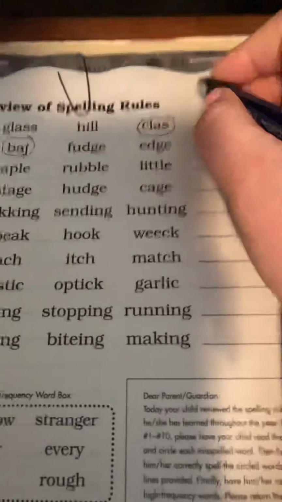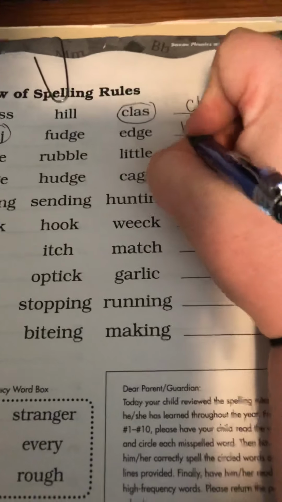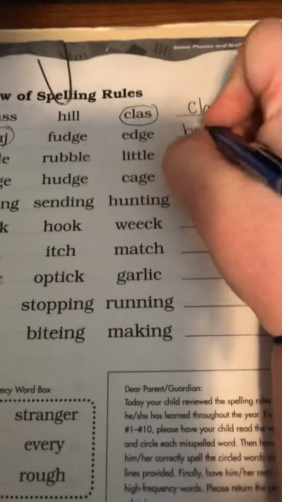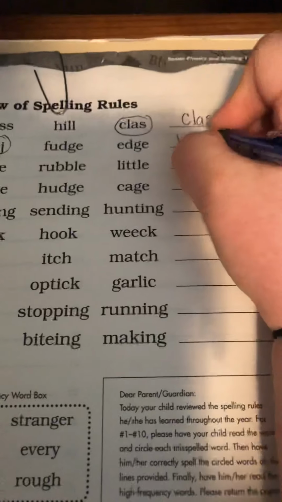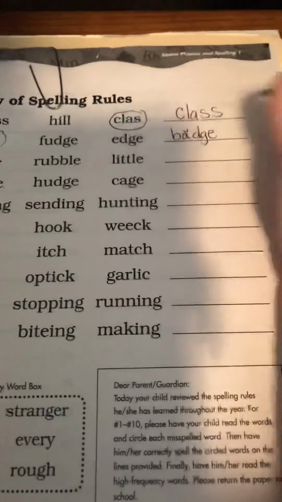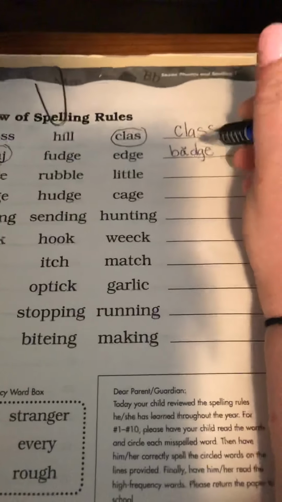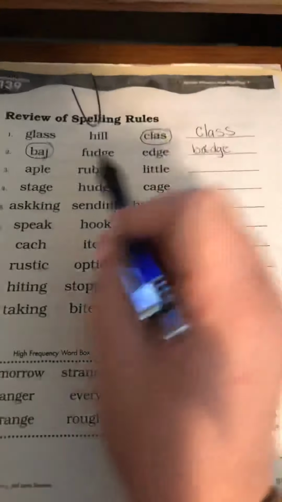So let's spell the word badge like the officer has on his badge. B-A. This is a short vowel. B-A. What am I going to add? Good. D-G-E. D-G-E after a short vowel. All right, let's do the next one.